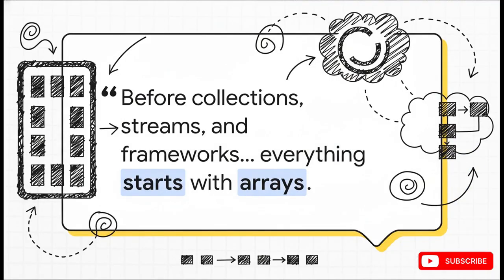It's so easy to jump straight to the high-level stuff, right? Like array lists or hash maps. But here's the thing. They all owe their existence to the humble array. Understanding arrays isn't just about learning some old syntax. It's about understanding how Java fundamentally organizes data and memory. It's the key to everything else.